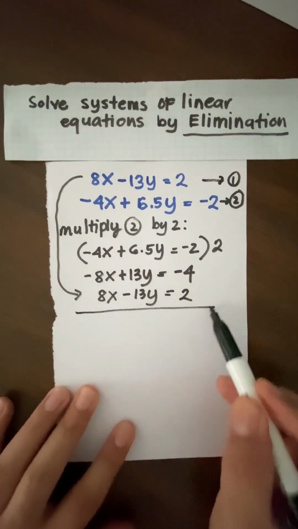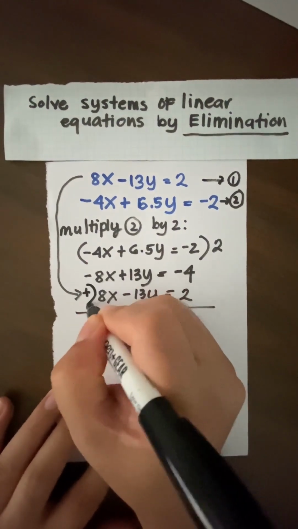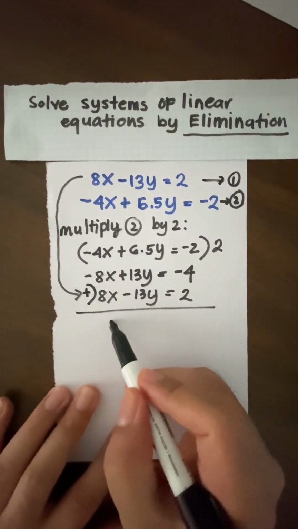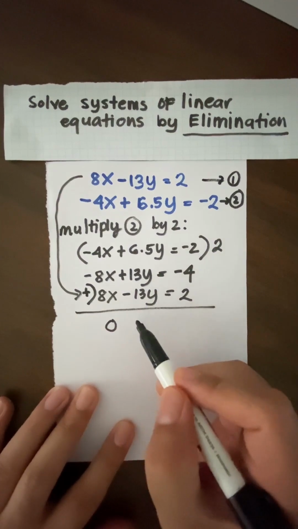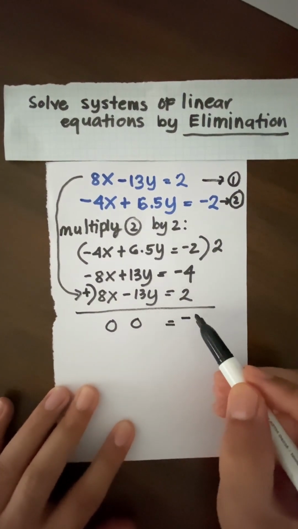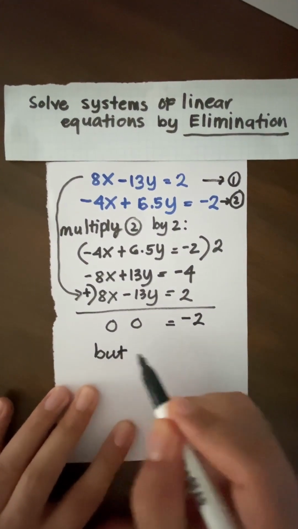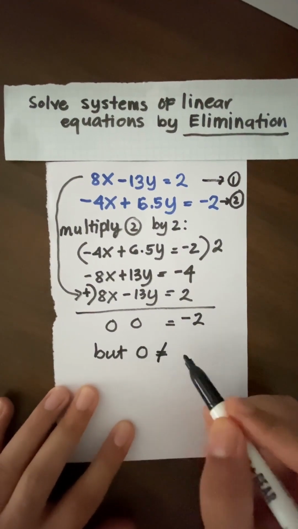We now combine the new equation with equation 1 by simply adding them. Negative 8x plus positive 8x is 0. Positive 13y plus negative 13y is also 0. Negative 4 plus 2 is negative 2. We end up cancelling both variables. Therefore, our final answer is no solution.